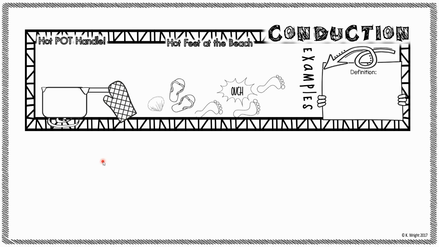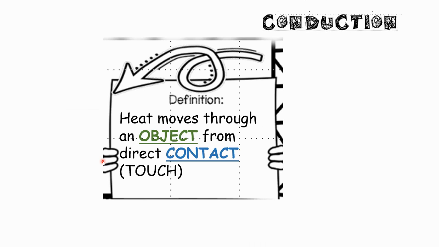So steam rising. Now we're looking at conduction. So this is the central one. So conduction. Conduction is when heat moves through an object from direct contact. So that is touching. In order for heat transfer to be considered conduction, it must be direct contact. The two objects, wherever the heat is flowing, must be in direct contact.